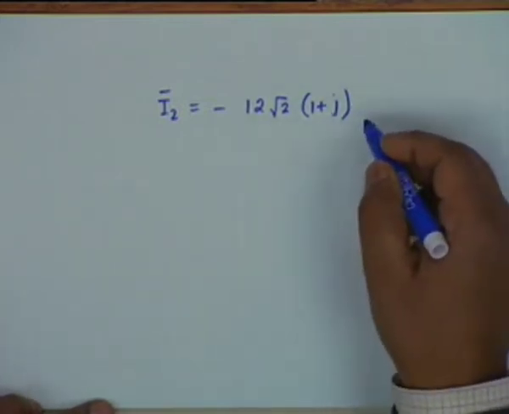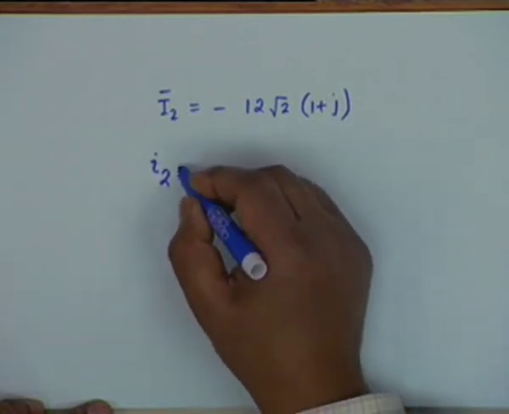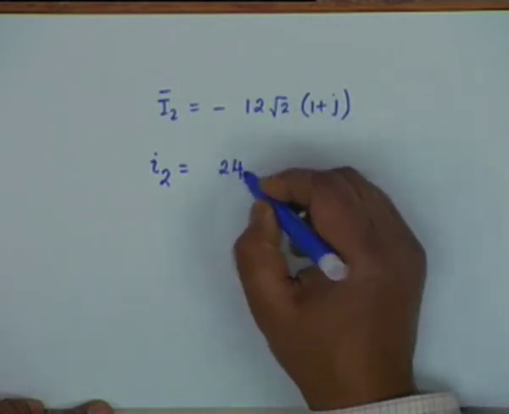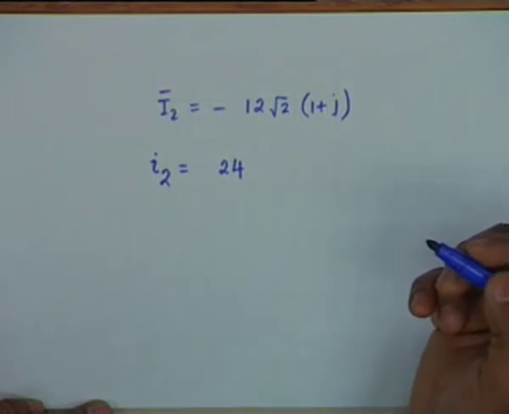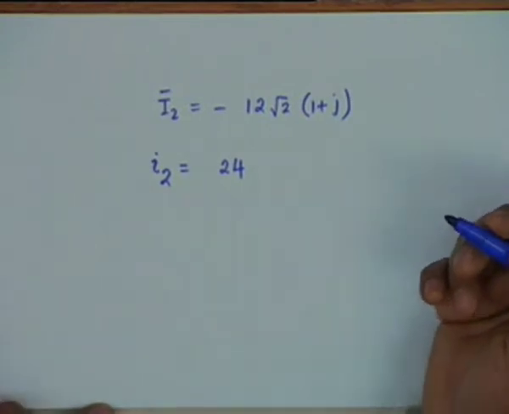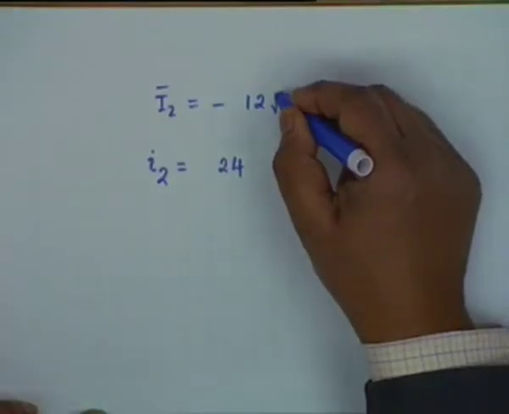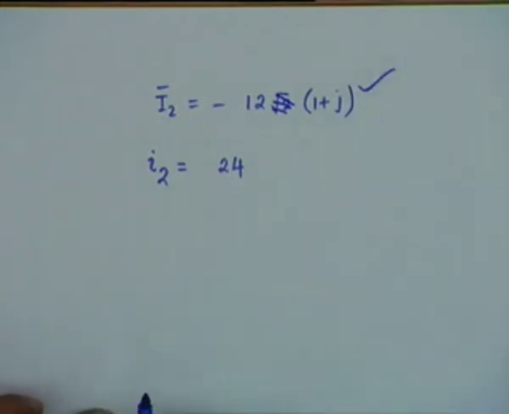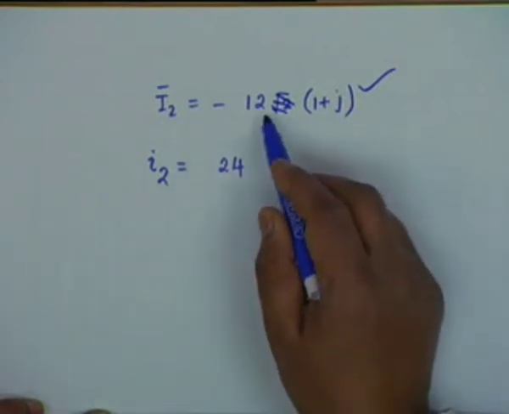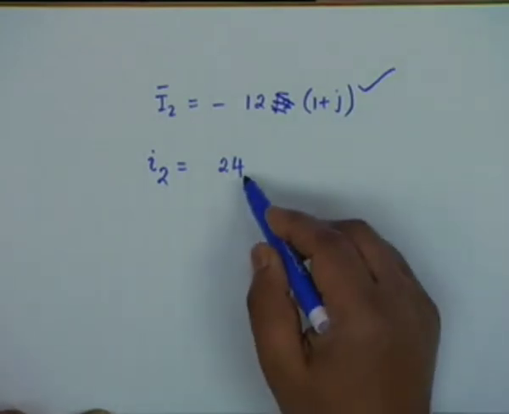Yeah, minus 12 root 2 over 1 plus J, and therefore I can write I2 as a function of time as 24... root 2 will come from 1 plus J, and therefore I think it is simply minus 12 over 1 plus J. This is the correct result. I am sorry, I made a mistake. And therefore the peak value, the root mean squared value, will be 12 times root 2, then you multiply by root 2 to find out the maximum value, so it is 24.